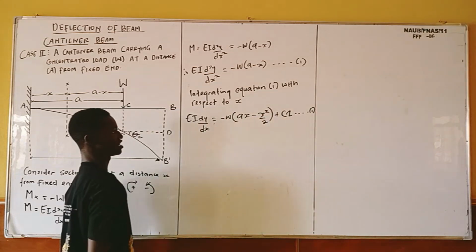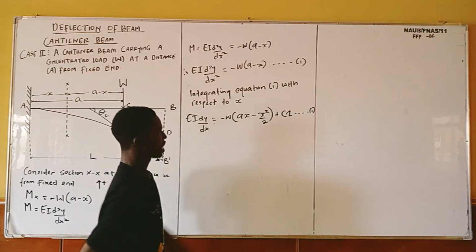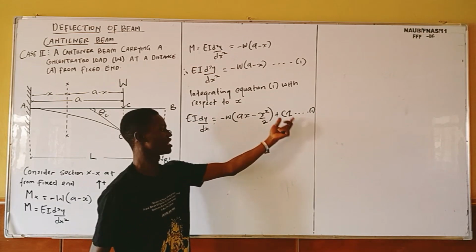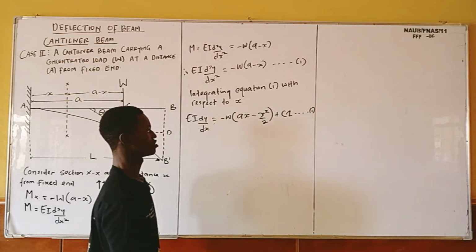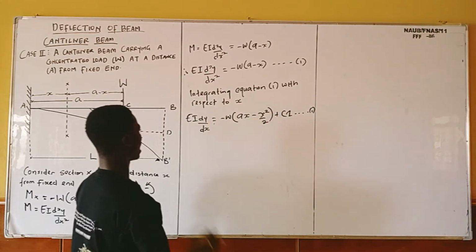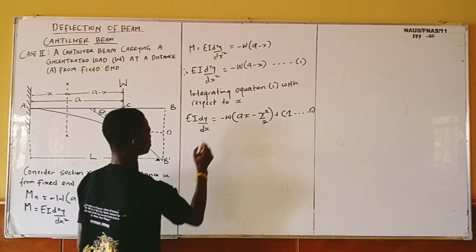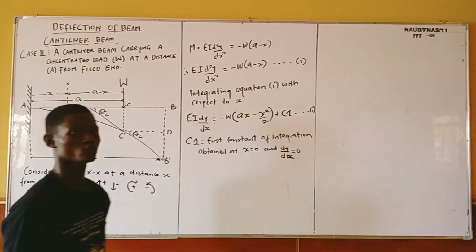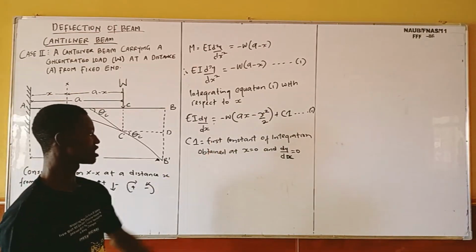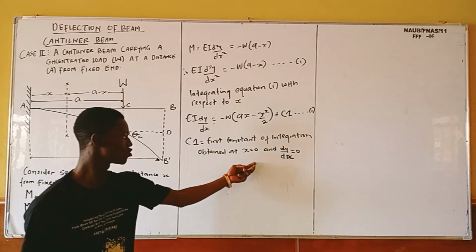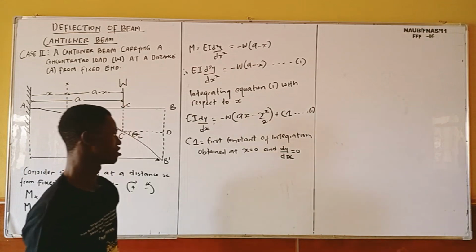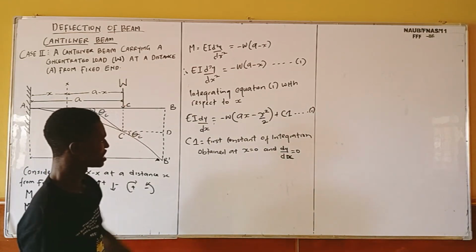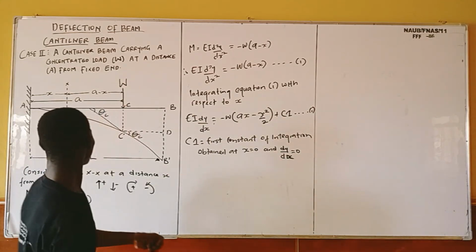So I need to find the value of my C1. If I find the value of my C1 and input it into this equation, I'm going to have the equation for slope at this point C. My C1 is the first constant of integration, obtained when x equals 0 and y equals 0.